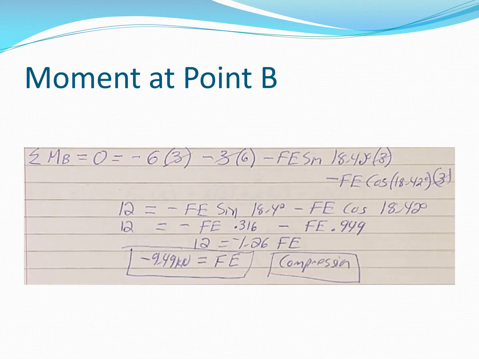Right, so for the moment at B, the 6 and the 3 have a contribution, and the FE has a contribution, right? BE and BC fall out. Well, FE has an x and a y piece, so I have to account for both the x and the y piece because they both have a moment at point B. So I plug all that information into the equation, I get minus 9.49 kilonewtons. The negative sign tells me that I assumed the wrong direction, so it's not in tension, it's actually in compression.